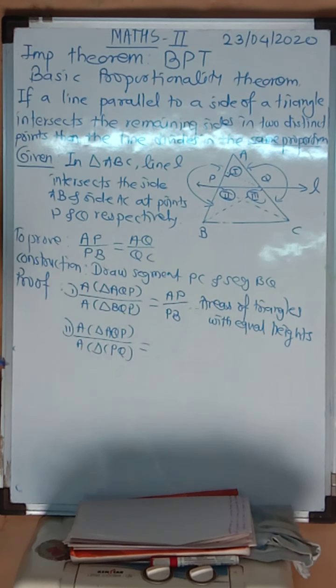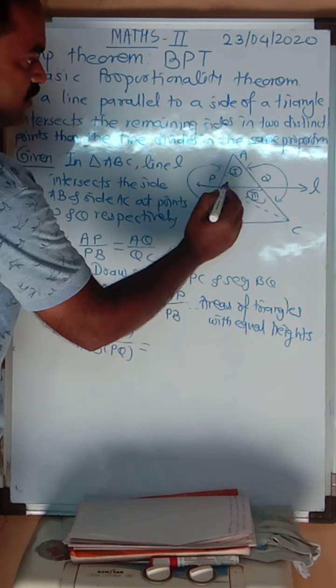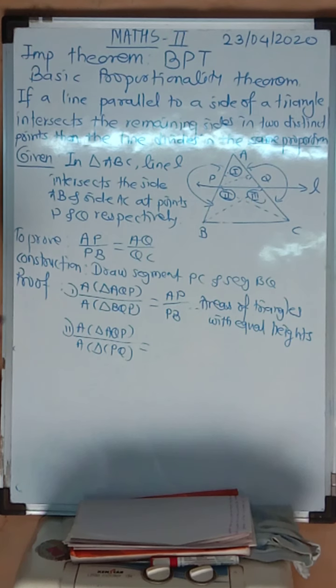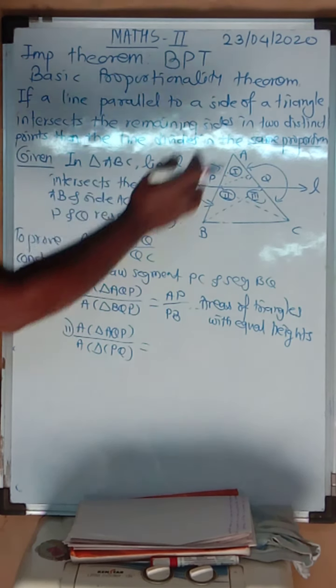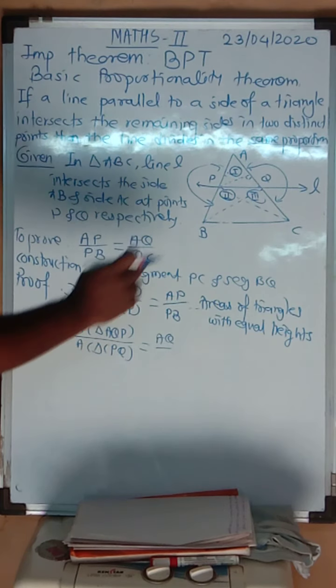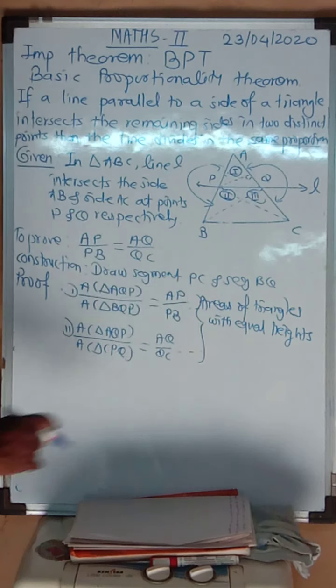Here, these are also triangles with equal heights. You have to draw the heights like this. Therefore, you can take the base of APQ is AQ upon base of CPQ is QC. You can write the same reason for this also. These are the areas of triangles with equal heights.